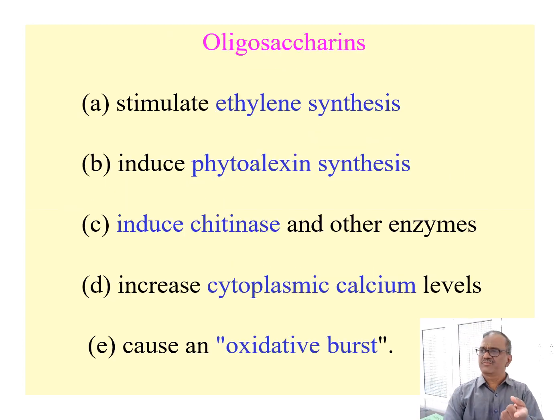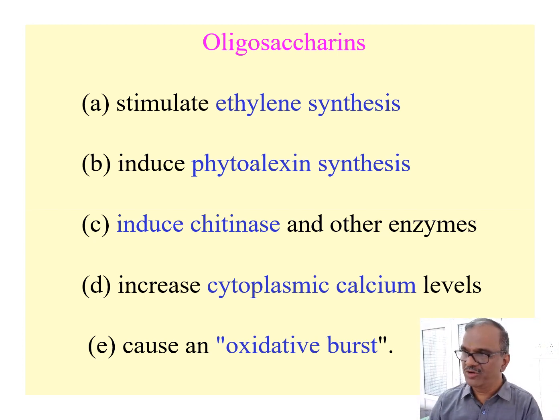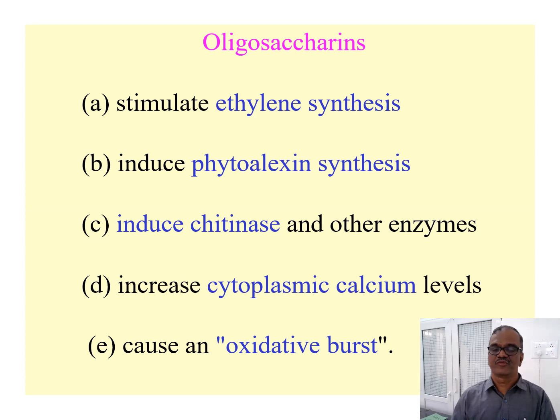In that, one of the signaling molecules is oligosaccharin. You know saccharin? This is oligosaccharin. If you see, it stimulates the ethylene synthesis. Ethylene is good for ripening. So it stimulates the ethylene synthesis.